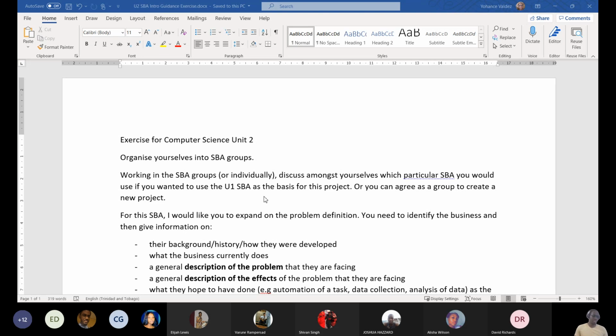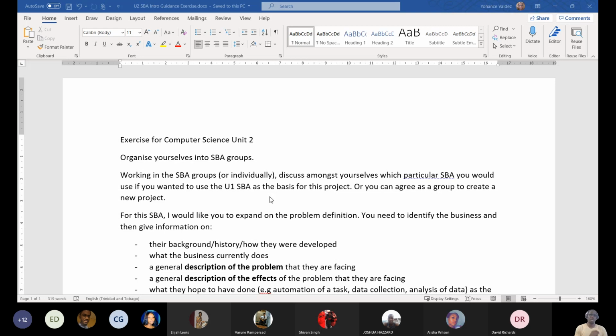We went through the groups and we identified that you can take last year's SBA and modify the problem definition and even use some of the code from it. You might have to modify or improve upon the code that you wrote last year to suit what you are required to do this year, right?